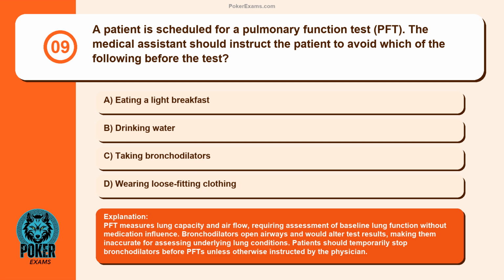PFT measures lung capacity and airflow, requiring assessment of baseline lung function without medication influence. Bronchodilators open airways and would alter test results, making them inaccurate for assessing underlying lung conditions. Patients should temporarily stop bronchodilators before PFTs unless otherwise instructed by the physician.